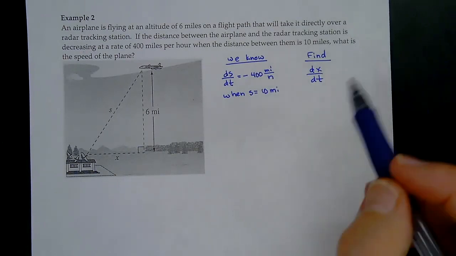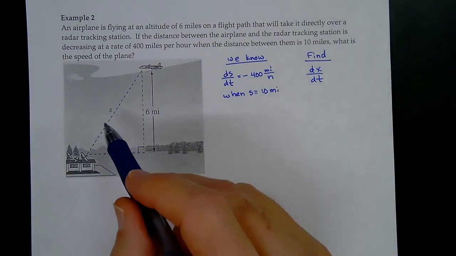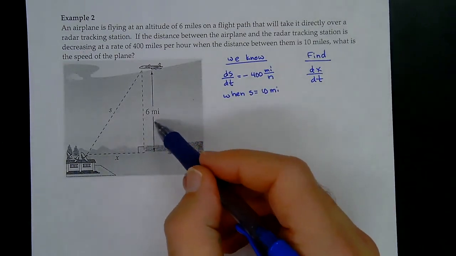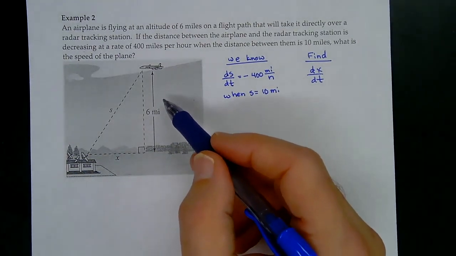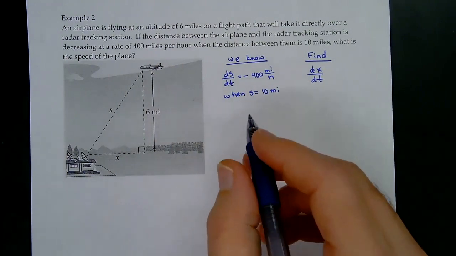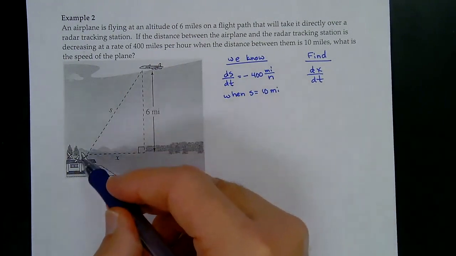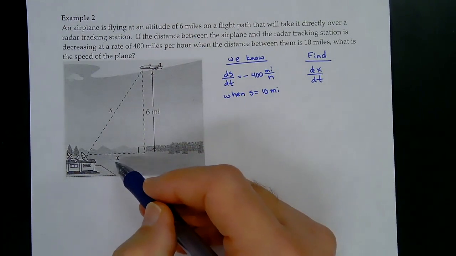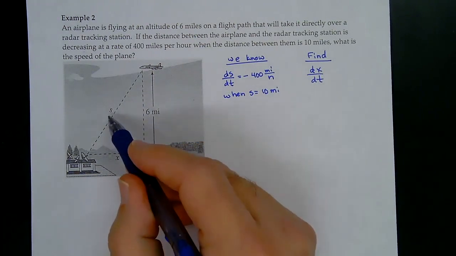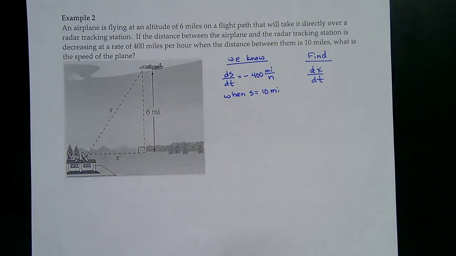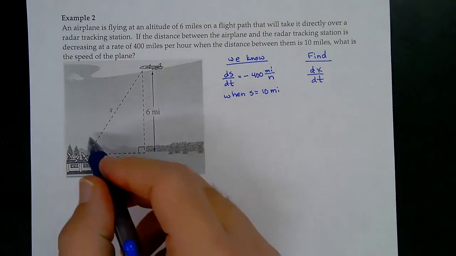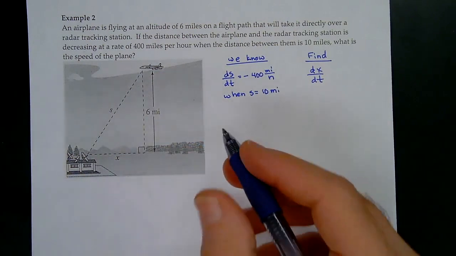Now, what's the relationship? How can we relate x and s? Now, this 6 stays 6, so we can label it 6. It's flying at an altitude of 6 miles. That's not going to change. So the relationship we can use, because this forms a right triangle, is x squared plus 6 squared is going to equal s squared, or leg squared plus leg squared equals hypotenuse squared. So here's an example where we can use the Pythagorean theorem, because these distances are related because of the right triangle by the Pythagorean theorem.